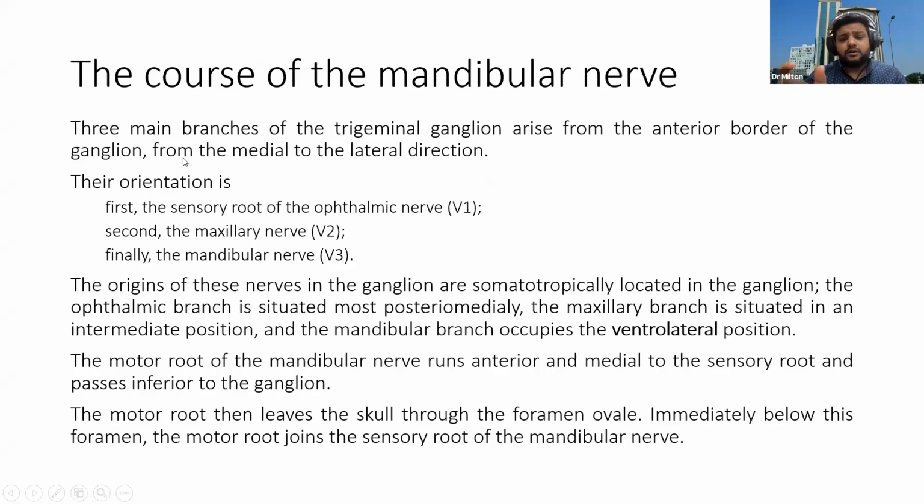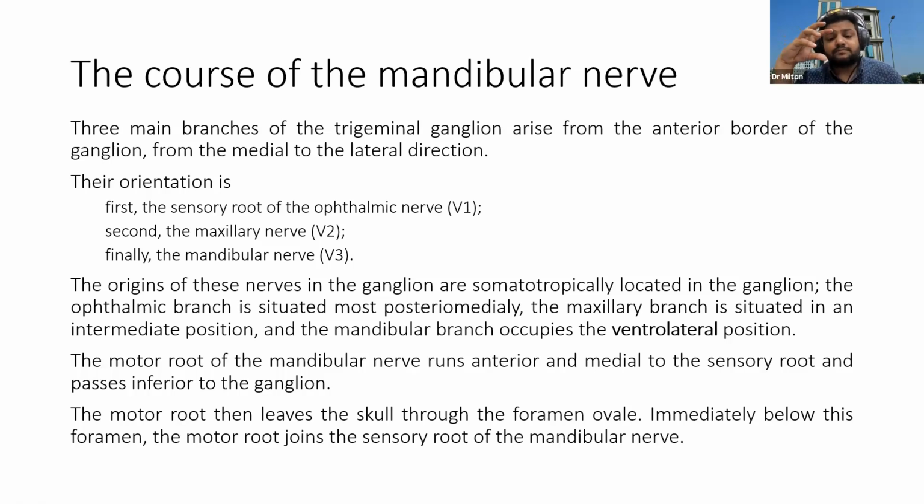So I want to discuss a very small part of the trigeminal ganglion with you. There are three branches. The first one is the ophthalmic, which lies on the medial side. After that there is the maxillary, V2, which lies in the middle, and V3, which lies ventrolateral, that means the lateral part of this area.